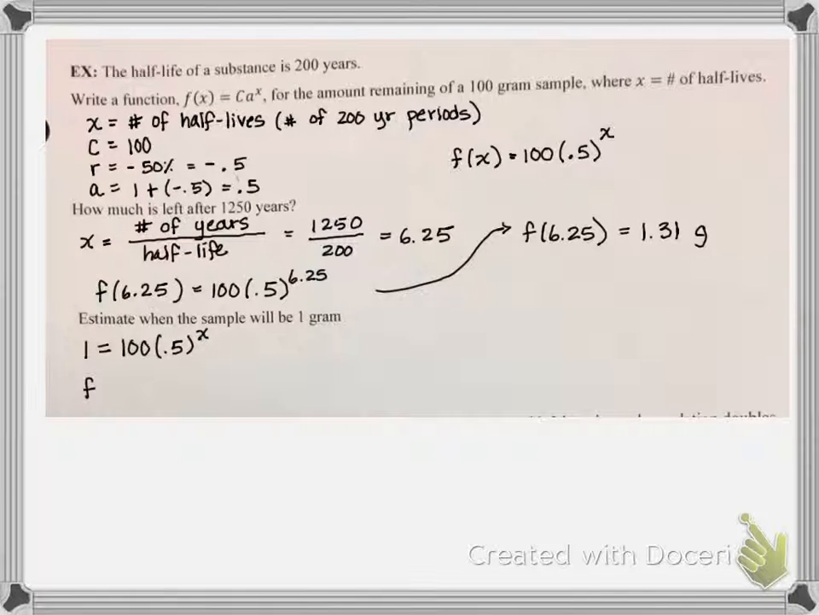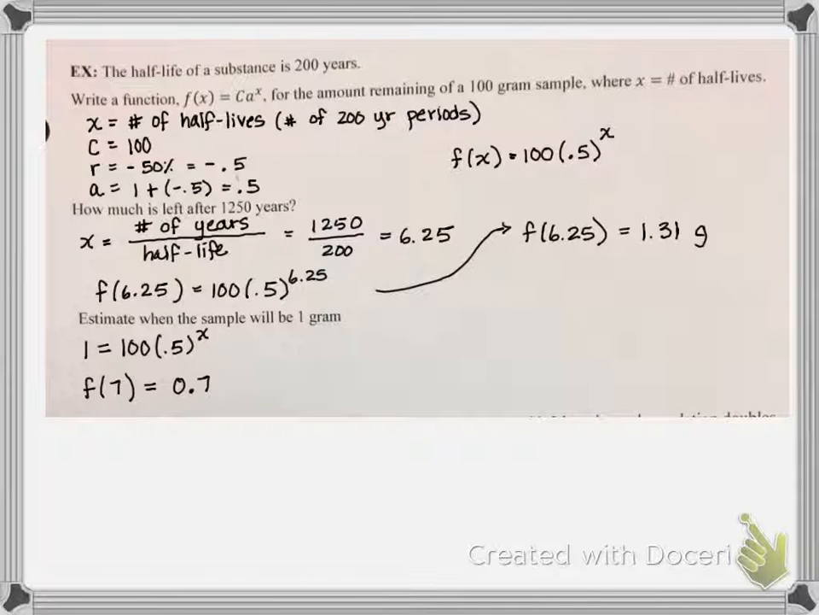So let's do f of 7. What do you get? 0.7. So that's a bit too far, right? And in these problems, you have to remember how quickly this is decaying. If we add one more half-life, what would happen to the amount that we have left? If I increase that to 7.25, what would happen to that 1.31? How much would that change by in one half-life?